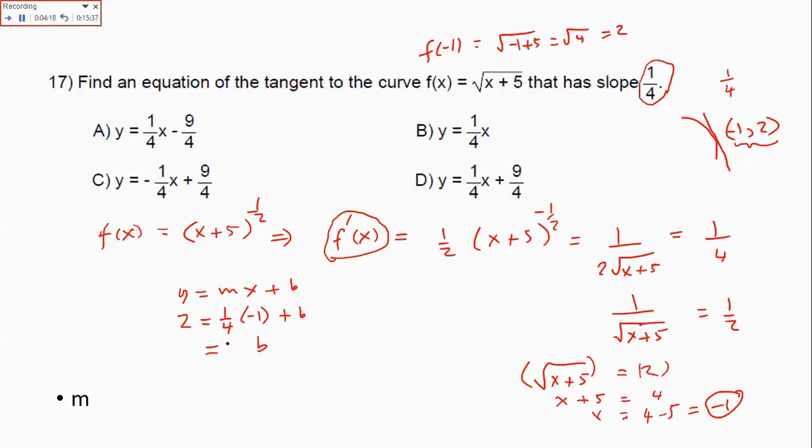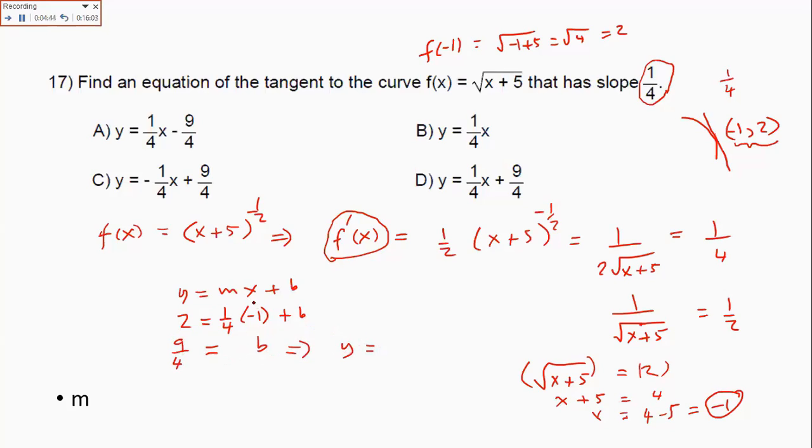That means b is equal to what? 2, and take 1/4 to the other side, it will become plus 1/4. 2 is equal to what? 8 over 4, and you add 1 over 4, it will be 9 over 4. So b is equal to 9 over 4.